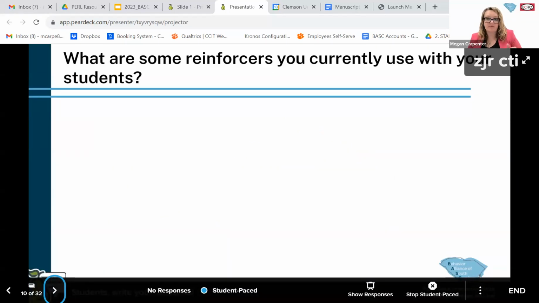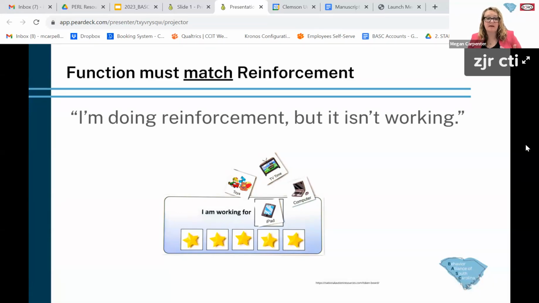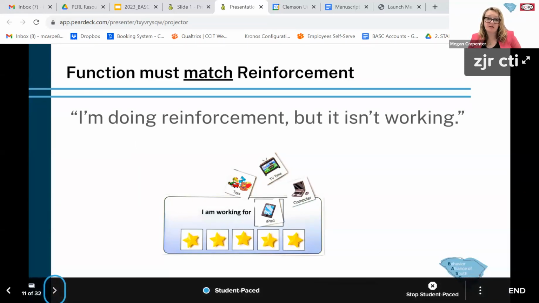So think about some of the reinforcers that you currently use with your students. What are they? Sometimes we hear this: I'm doing reinforcement, but it isn't working. Usually that's a result of the function and the reinforcement not matching well. In order to be reinforcing, we must match that function.